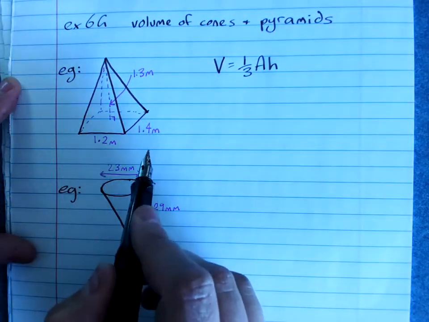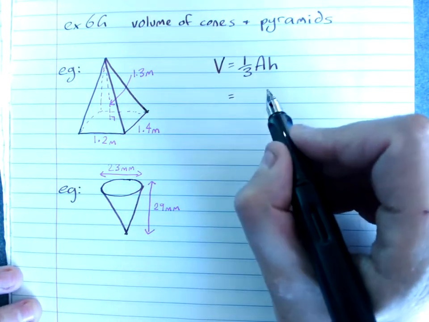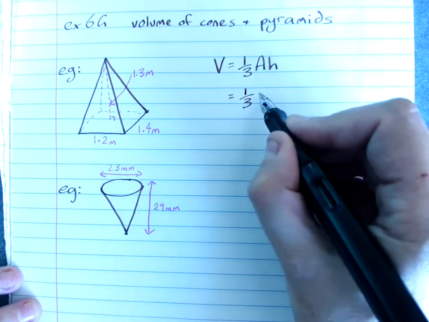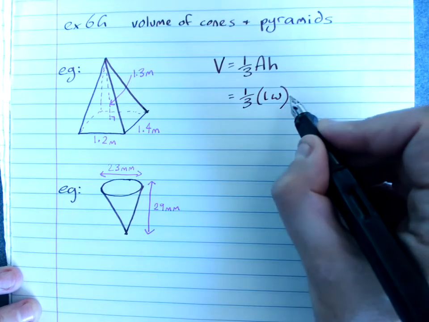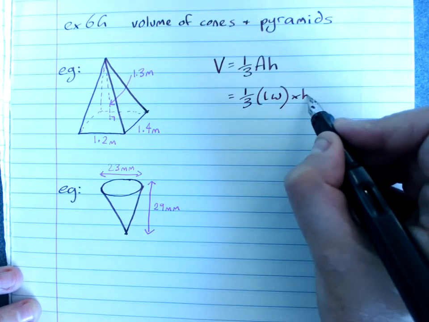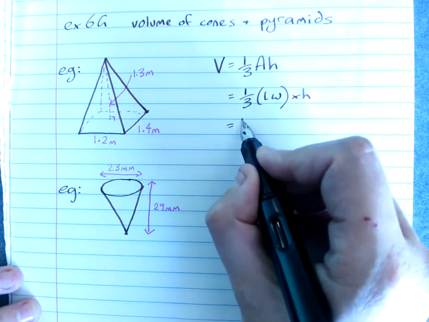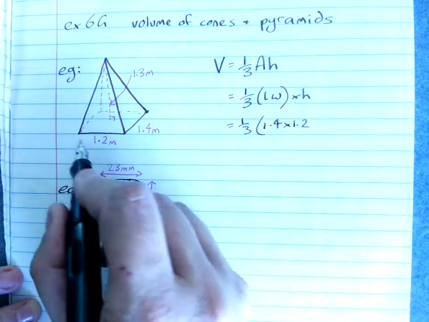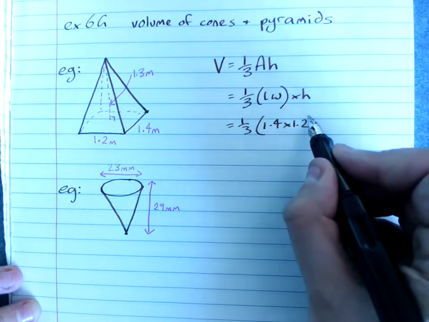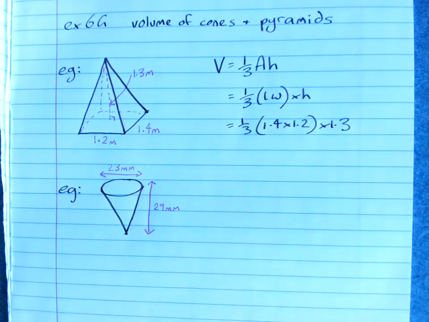For this pyramid here, we have 1/3 times the area of a rectangle, which is length times width, times the perpendicular height. That is 1/3 of 1.4 times 1.2 for the length and width of the rectangle, times 1.3. Got my calculator somewhere.